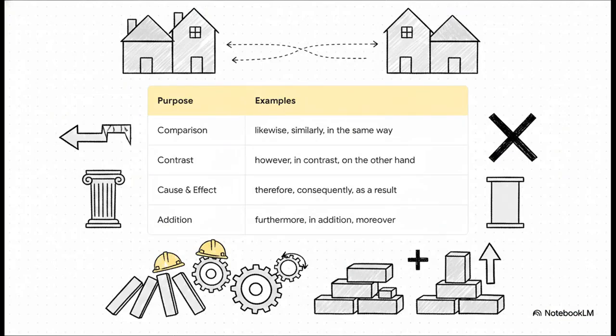If you want to show how two ideas are alike, you can use words like likewise or similarly. To point out a difference, try however or in contrast. These little words are like signposts, telling your reader exactly how the next sentence connects to the last one.